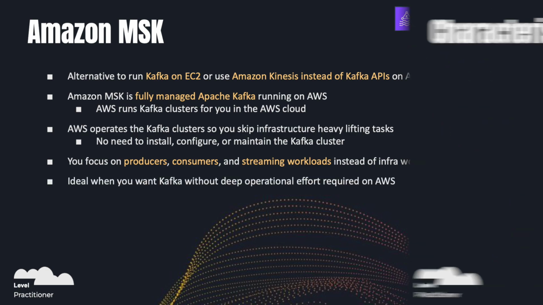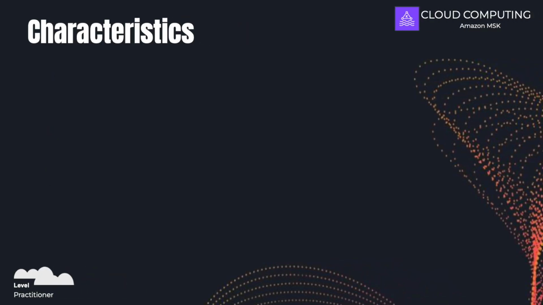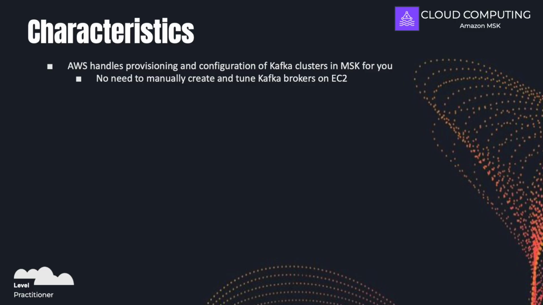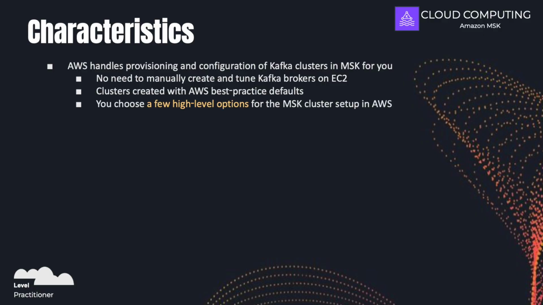Now let's break down some of the key characteristics of Amazon MSK. First of all, as we just mentioned, AWS handles the provisioning and configuration of the Kafka cluster for you, which means instead of you manually creating and configuring Kafka brokers on EC2 instances or such, AWS creates a Kafka cluster for you with best practice settings. You only choose a few high-level options like how big you want the cluster to be, and MSK takes care of the detailed setup behind the scenes.